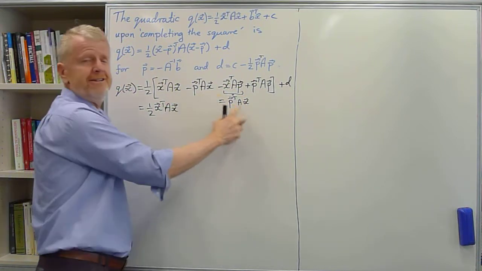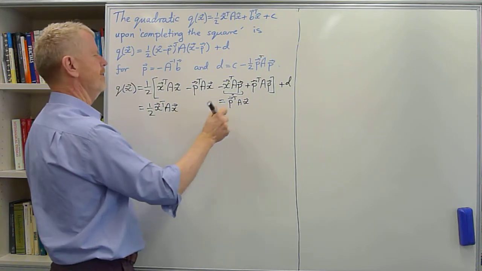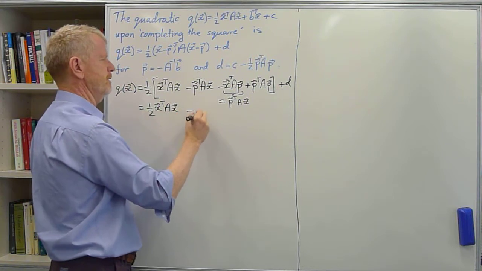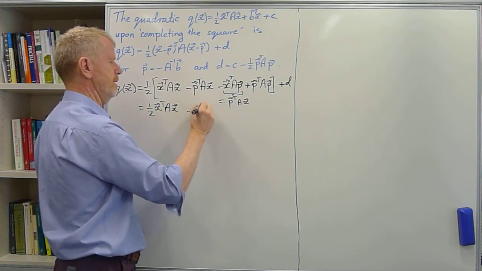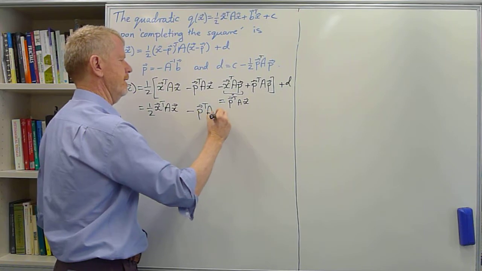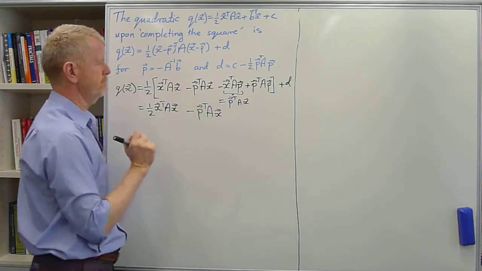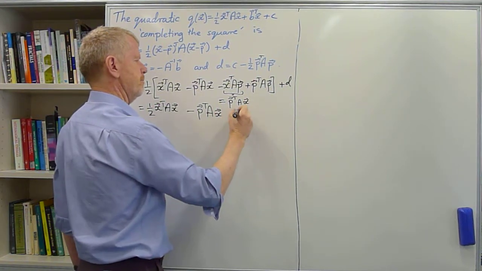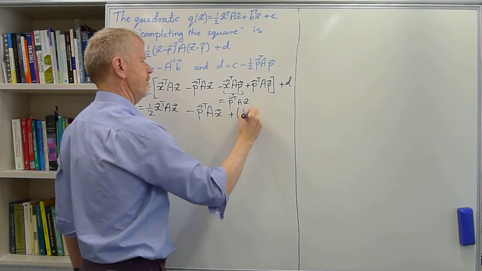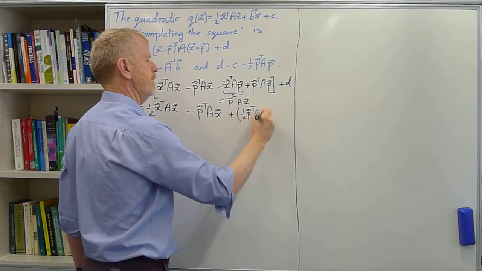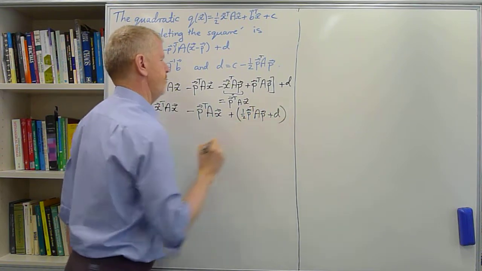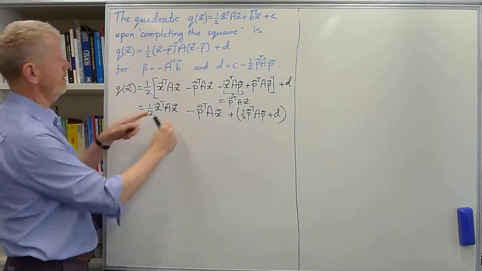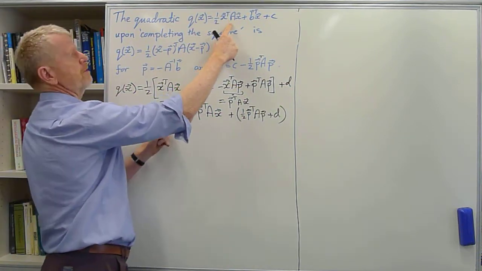And now you see these are the same 2 terms. So there's minus 2 of those times a half means there's minus 1. So minus p transposed Ax, those 2 terms. And then there's these 2, plus a half p transposed Ap plus d. And now this is in the form of the general quadratic. This matches the first identically.